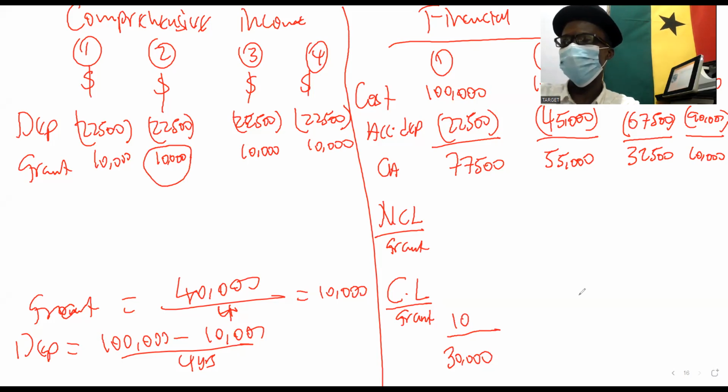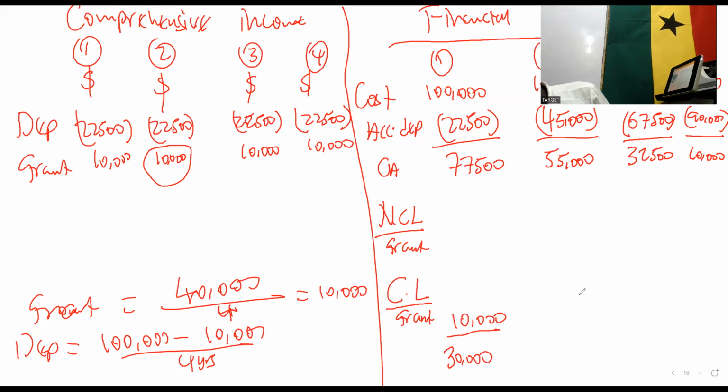So now, whatever we are to release next year becomes a current liability. Do you get it? So now, out of the total liability of 30,000, 10,000 becomes current. What will be the non-current aspect?